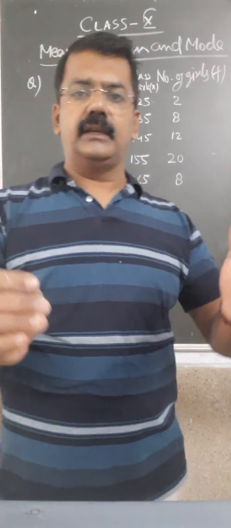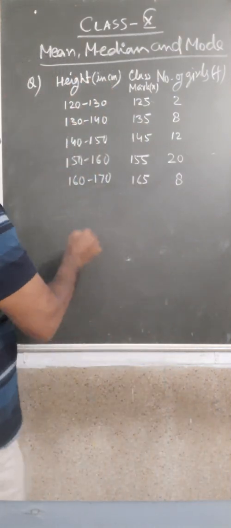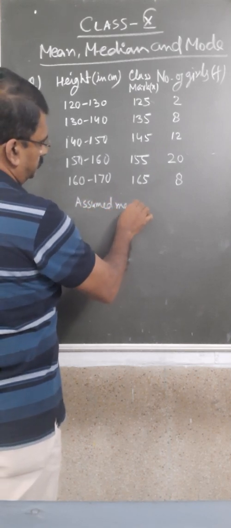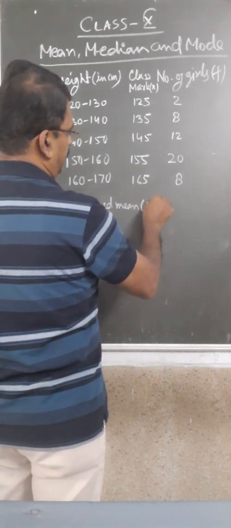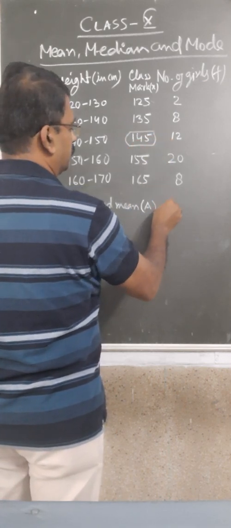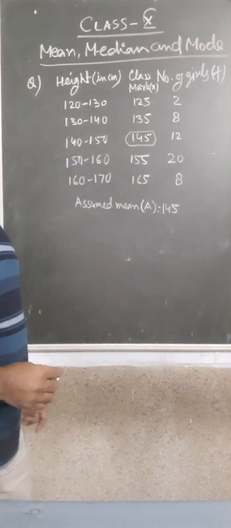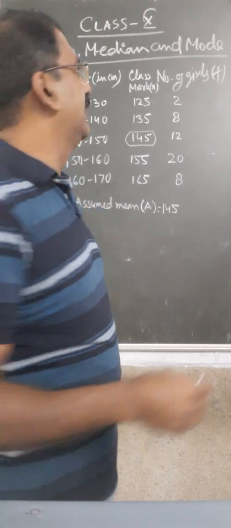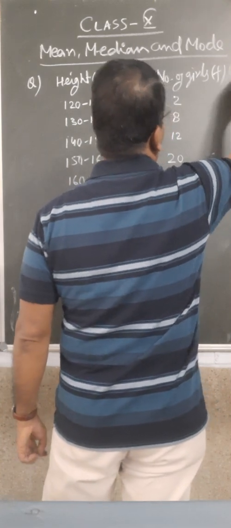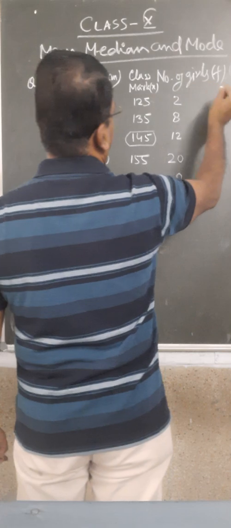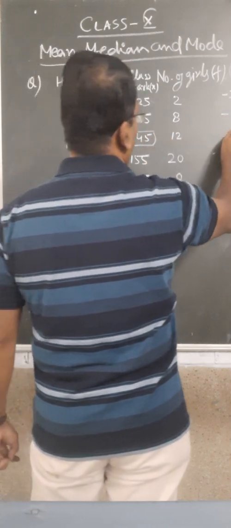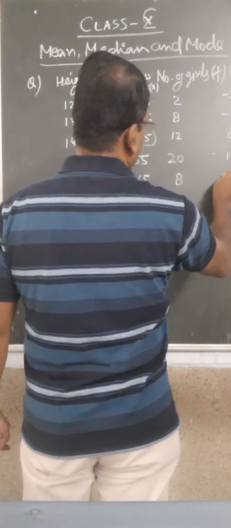Now we are going to find the mean using the shortcut method. So for the shortcut method, the assumed mean, that is capital M, we have taken as 145. Now what we have to do? We have to make a table D, that is the deviation. That deviation D will be 125 minus 145, that is minus 20, then 135 minus 145, minus 10, then 145 minus 145, 0, then 10 and then 20.